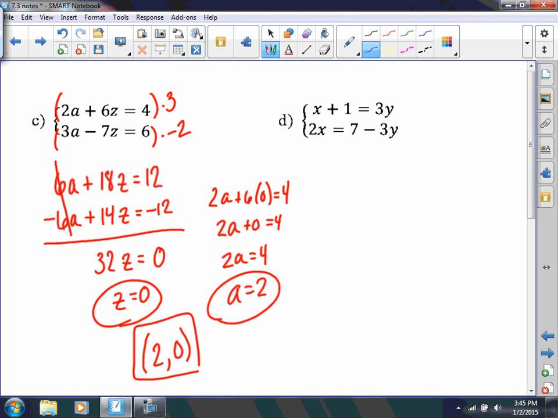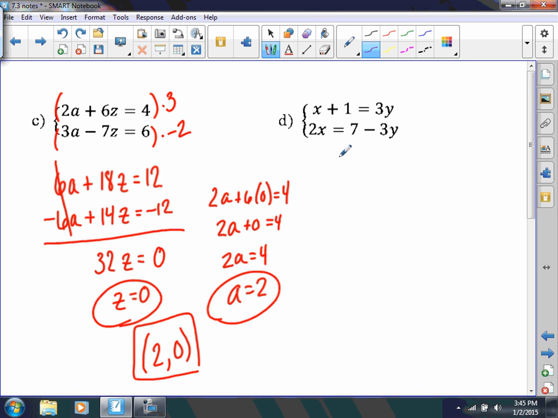Okay, now for part D. Now this one is probably the most complicated that we've seen because it's not in a nice order. I've got my x's, and then a number, and then a y, and then I've got x, and then a number, and then a y, but the equal signs are kind of out of place. So I need to get my x's and my y's together, and then my number on the other side. So I'm going to subtract the 3y over to the left, and then subtract the 1 over to the right.